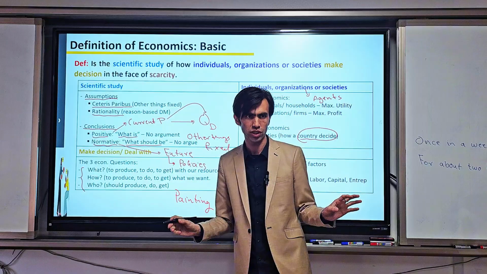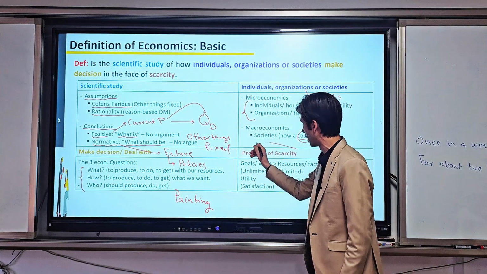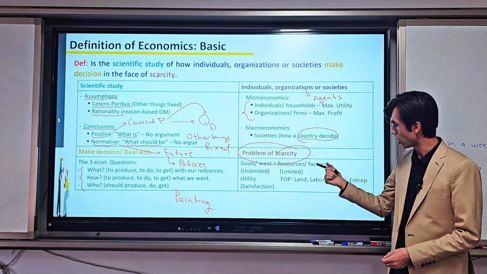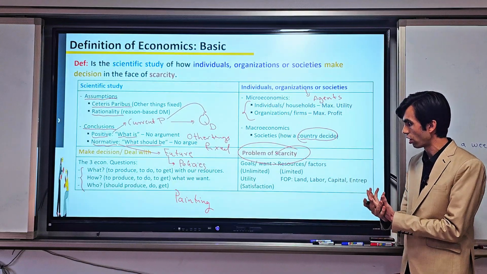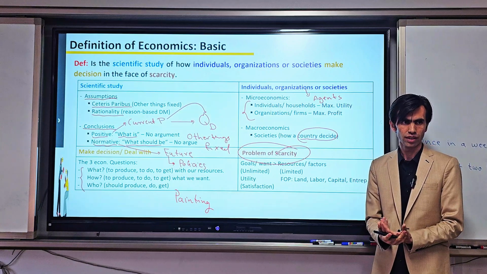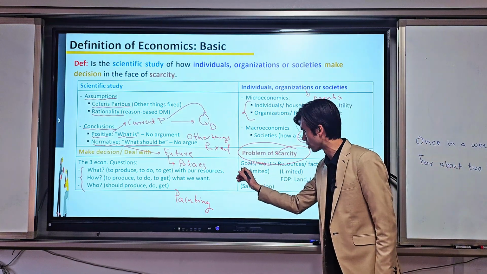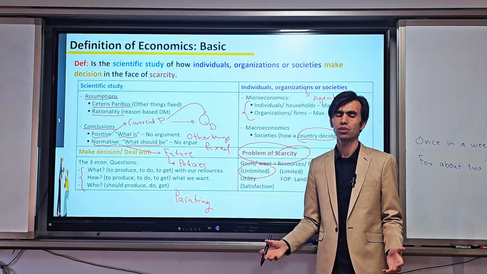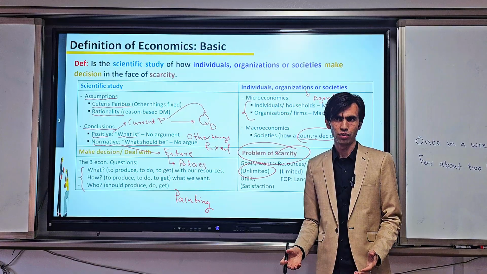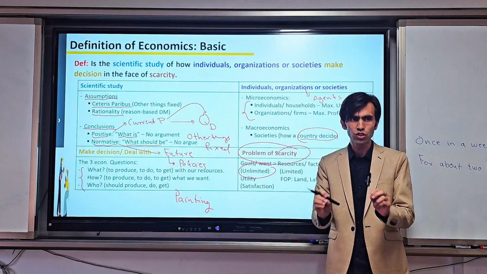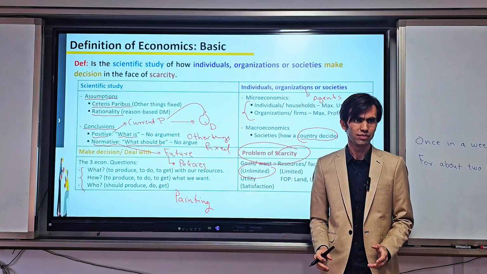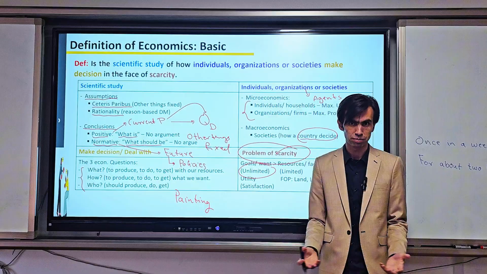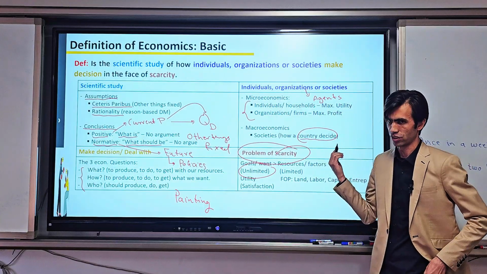Why? This is the most important question that we need to answer, because our resources are scarce. When we talk about scarcity, it means our resources are limited. When we have unlimited resources, we can do anything we want. We don't need economics. For example, when there is no limitation in time, we don't need to study economics. When there's no limitation in resources, we don't need to study economics. But the thing is, we have limitation.